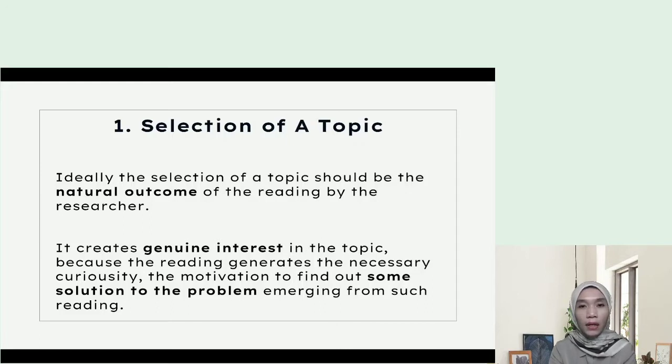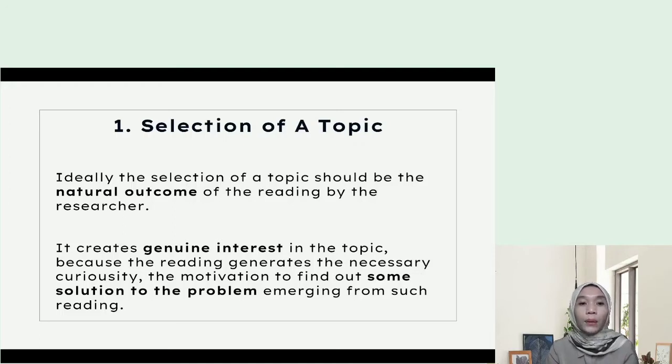Ideally, the selection of a topic should be a natural outcome of the reading by the researcher, that is, by you. It needs to be a natural outcome. It means that you need to, let's say, read the novel first, watch the movie first, in order for you to find your genuine interest.